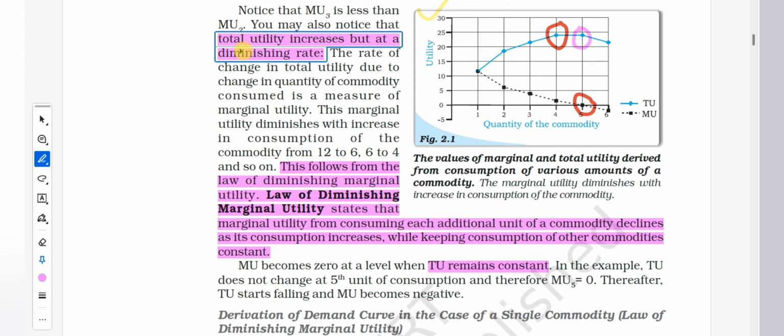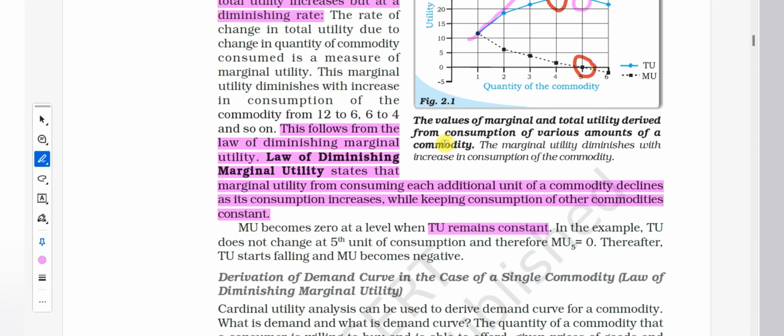You may also notice that total utility increases at a diminishing rate. Do you see? Had it been an increasing rate, it would have gone straight up here. But it's increasing and then it is falling, right? So it's in a decreasing manner.